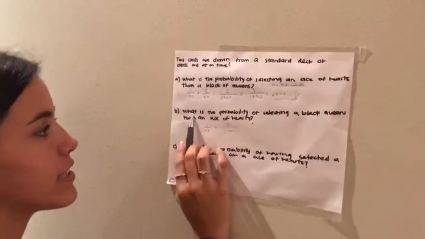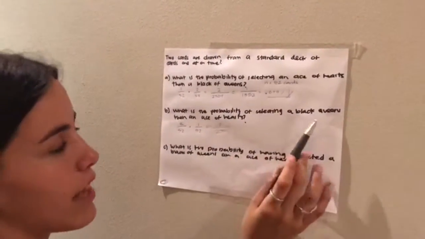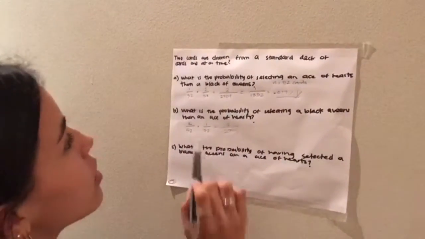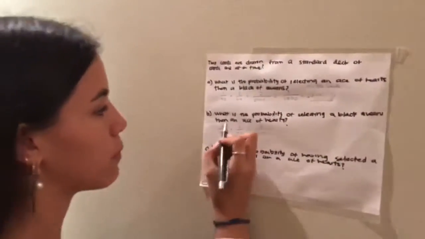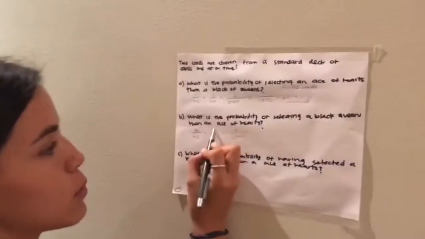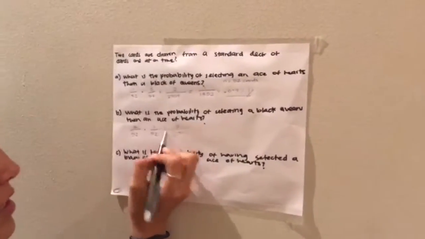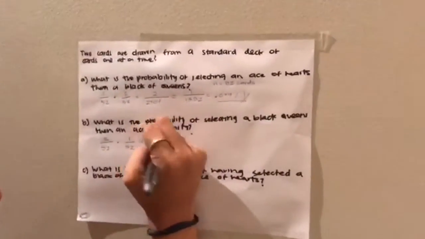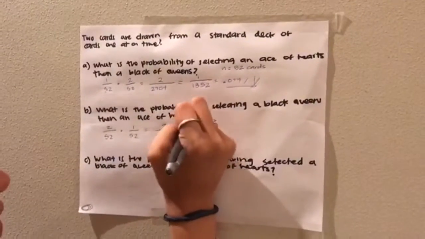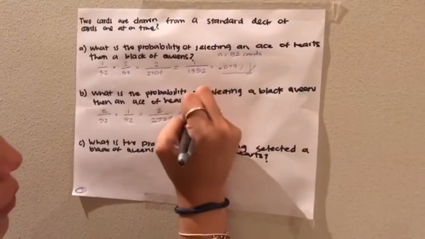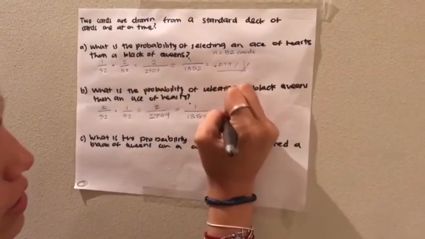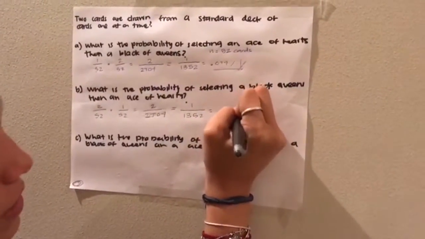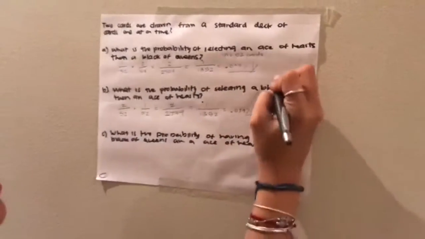In letter B, it tells you what is the probability of selecting a black queen, then an ace of hearts. So it is the same as the first one, but in this different order. So it will be 2 out of 52 times 1 out of 52. It's equal to 2 out of 2,704. That is equal to 1 out of 1,352. And in percentage is 0.074%. That is your second answer, the same as the first one.